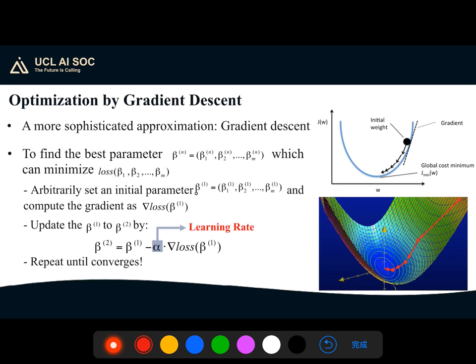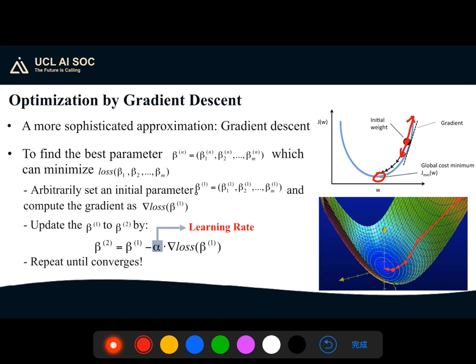Okay, to find the best parameter, we can just arbitrarily initialize a set of parameters. You can, for example, take a point on the curve, and then we calculate its gradient. You know, the gradient should be in this direction. However, if we move the parameters in the negative direction, the opposite direction of the gradient, we can gradually approximate the optimal, right?